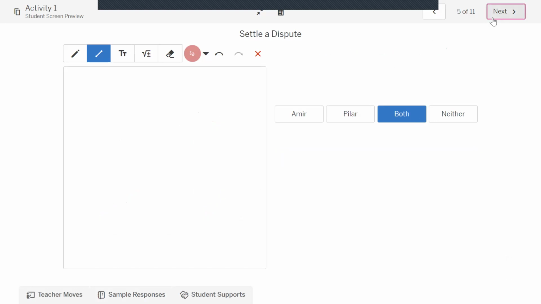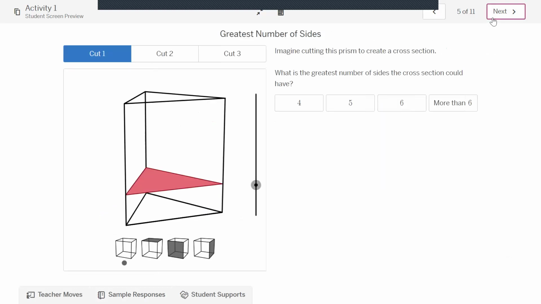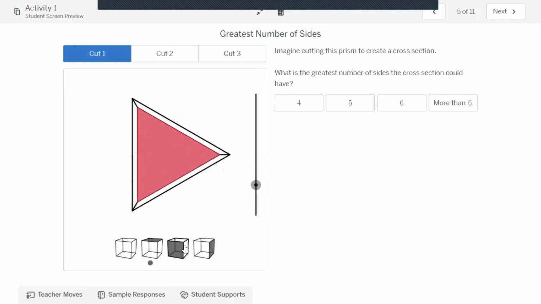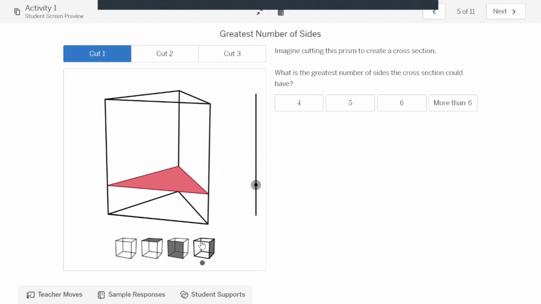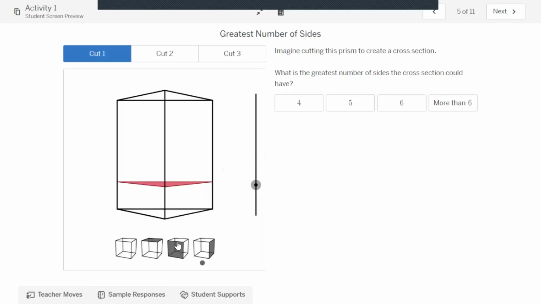Okay. Number 5, greatest number of sides. What is the greatest number of sides a cross section would have? Well, that's 3. Let's see. This one, still just 3.